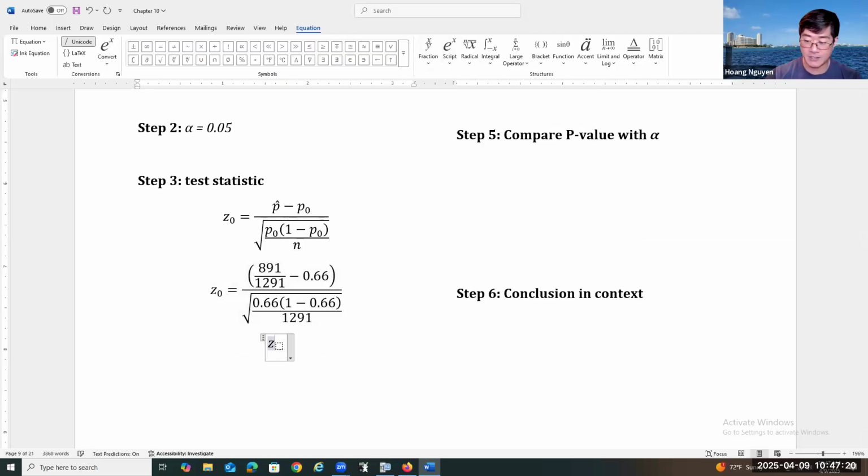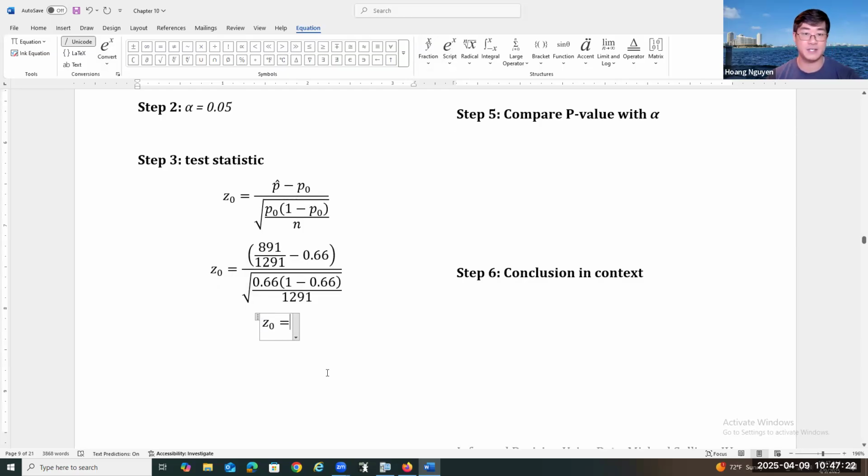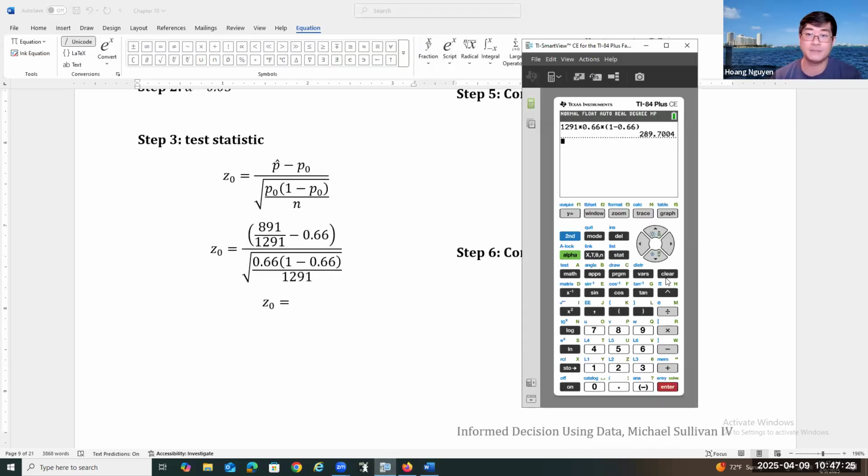Now let's use the calculators, everyone, to find out the answer for the test statistic. So I'm going to use a calculator. I'm going to put the parenthesis 891 divided by 1291 minus 0.66, close the parenthesis, divided by square root of 0.66 parenthesis 1 minus 0.66, close the parenthesis, divided by 1,291. Okay. Oh, 91, not 94.